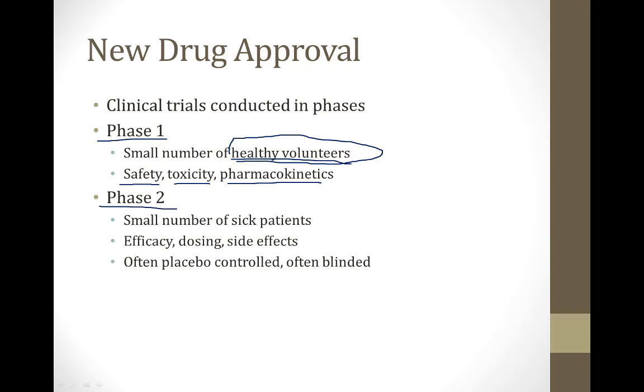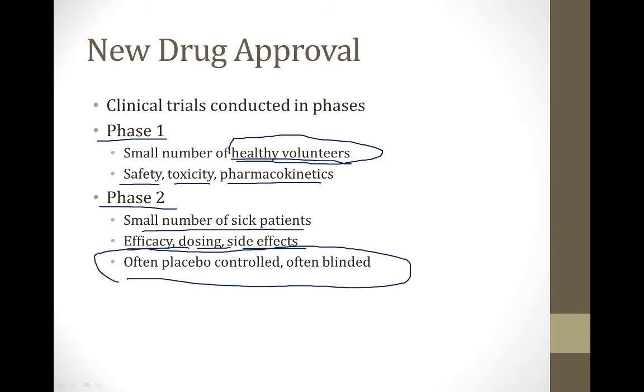Phase 2 comes next after the phase 1 trial is done. If it looks good, you'll test the drug on a small number of sick patients. And this is where you look for things like efficacy and dosing and side effects. These are often placebo-controlled and often blinded studies, but the key thing here is that phase 2 trials are small because you're still not sure at this point whether the drug is safe or even efficacious.